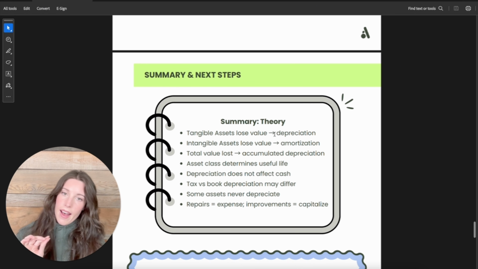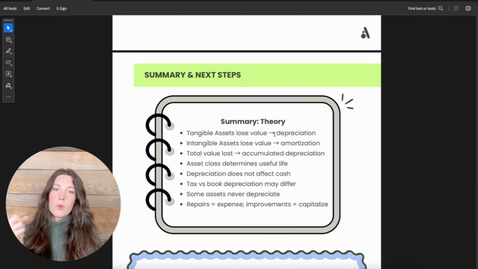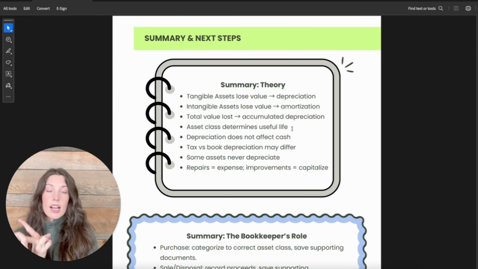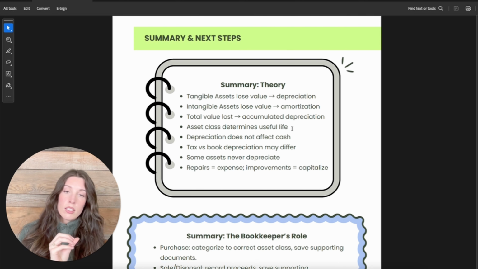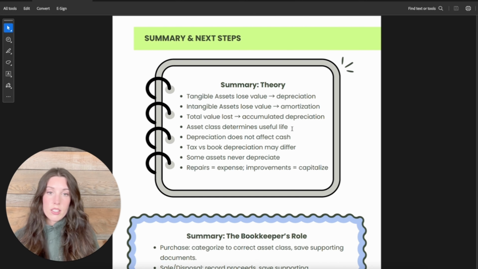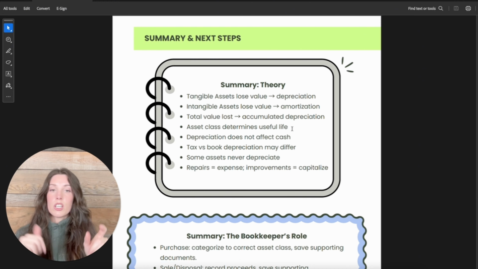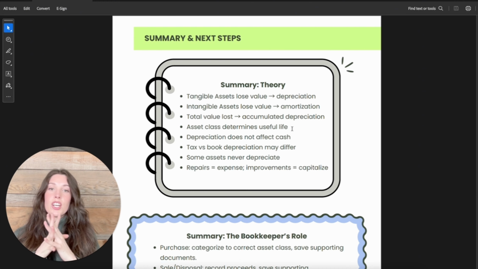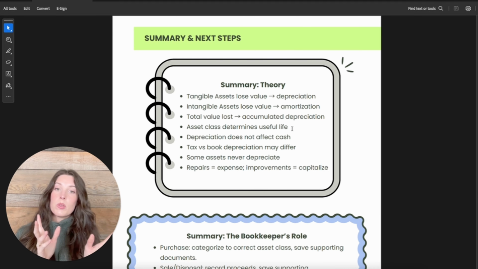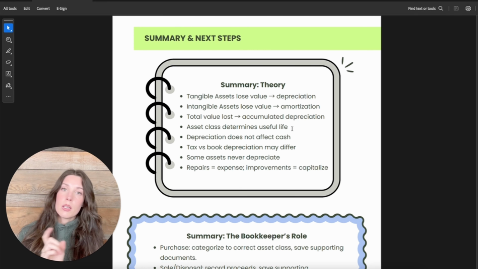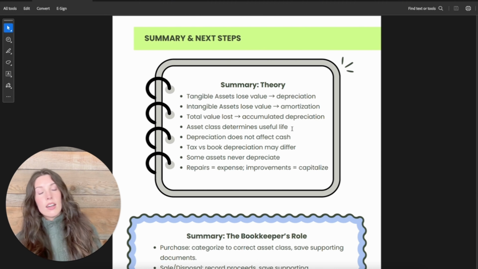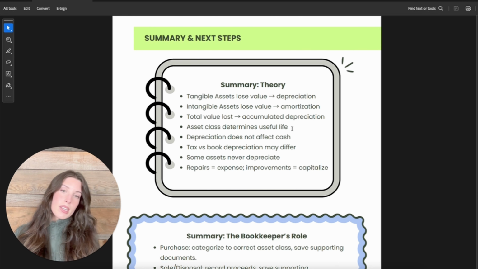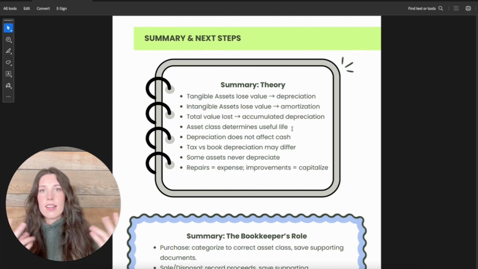So just to recap, when a tangible asset loses value, we call that depreciation. When an intangible asset loses value, we call that amortization. The total value lost is accumulated depreciation. The asset class is what determines the useful life. Depreciation does not affect cash. There's a difference between tax and book depreciation, but you won't have to worry about any of that. It's more just for your information. Some assets never depreciate, and if something is a repair, you'll expense it, and if something is an improvement, you'll capitalize it or make an asset on the balance sheet.